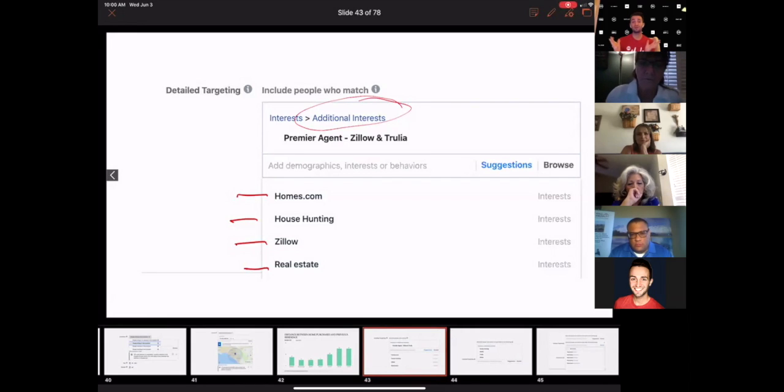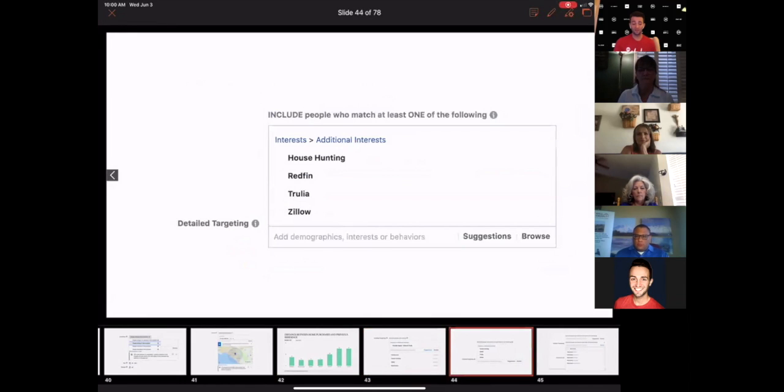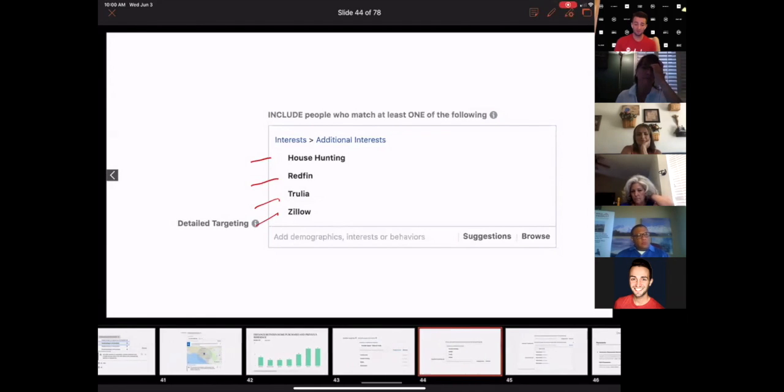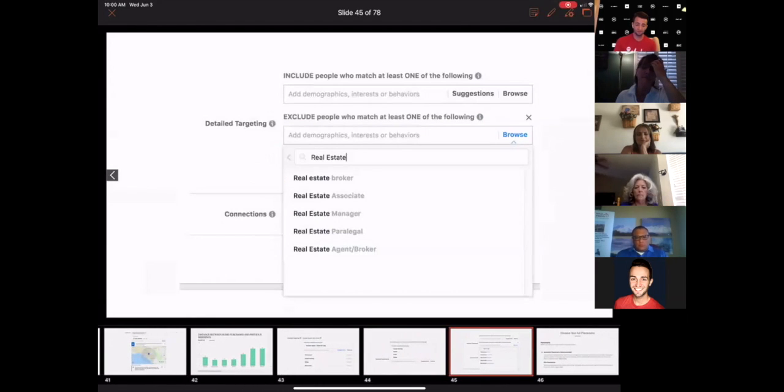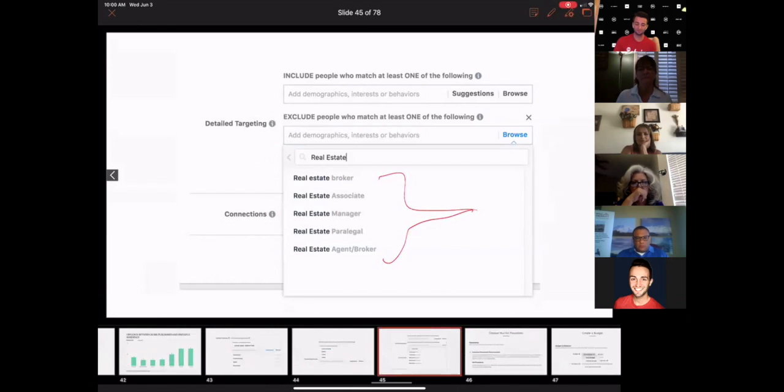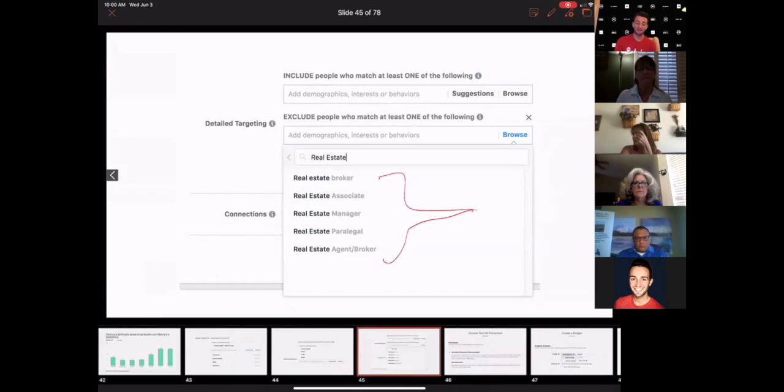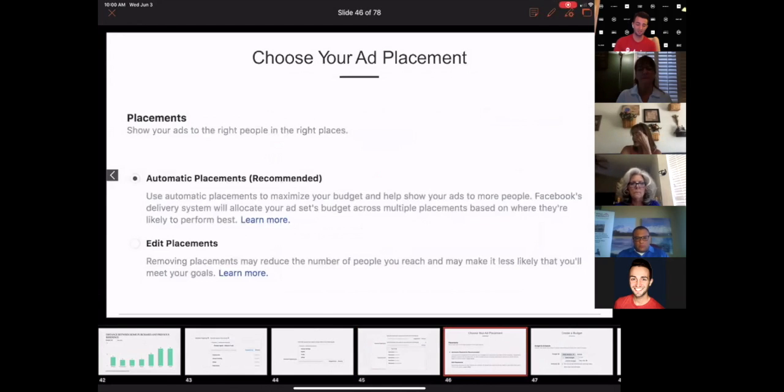So if we keep that spotlight on you, I really feel like this is a great option for you guys as agents, because you're so relevant. And right now, with all this going on, I think it gives us some opportunities to direct how we market. So here's some more examples of the additional interest: house hunting, Redfin, Trulia, Zillow. If someone's looking for an agent, these are all the pre-templated things that Facebook is looking for. You could type in your own, but it's automatically going to show you the most popular searches.